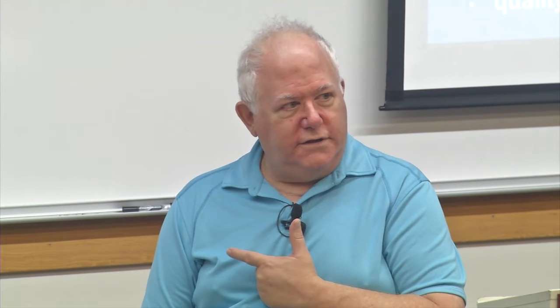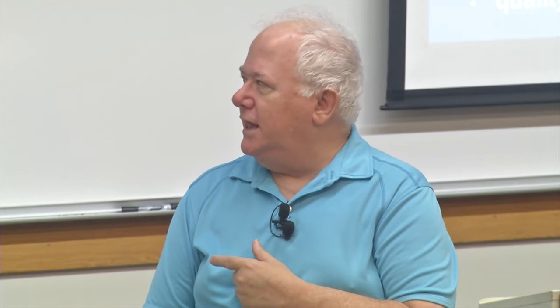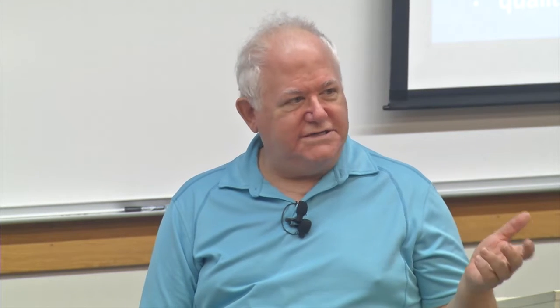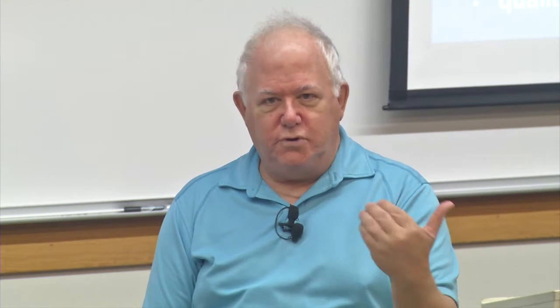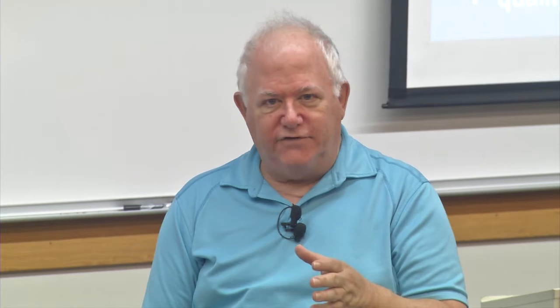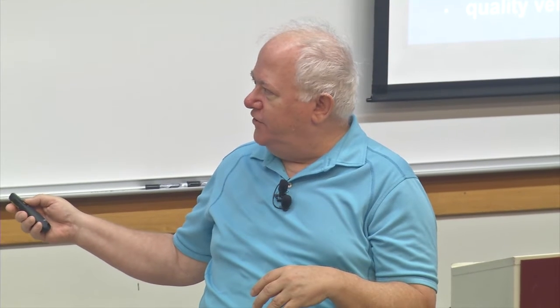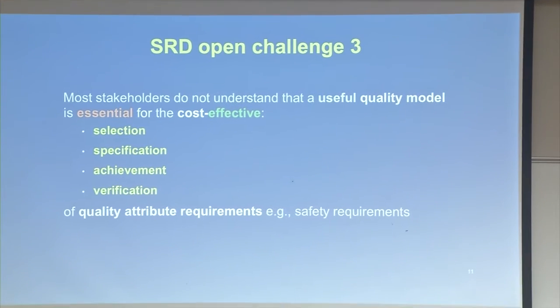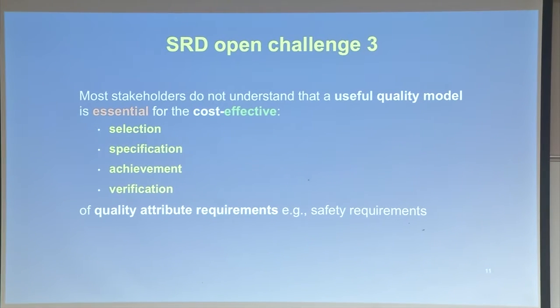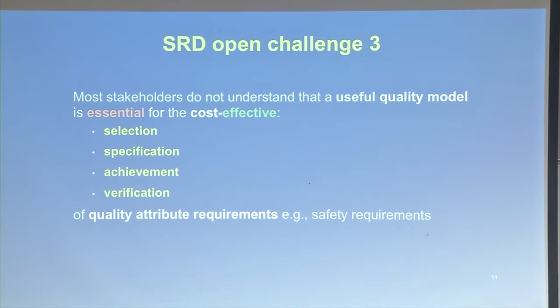As I said, the LightRM model has over 30 common characteristics because it was consciously built to help you do everything you need to once you decide that a particular quality is relevant. We just say, that's good, and I go figure out how to make any of that happen. It was built specifically to help with that job. Not only figure out what they are, but quality verification beyond testing. Okay. Most stakeholders do not understand that a useful quality model is essentially for cost-effective that. Okay, so I think I've probably overstated that.